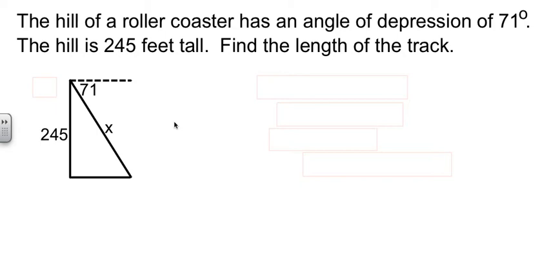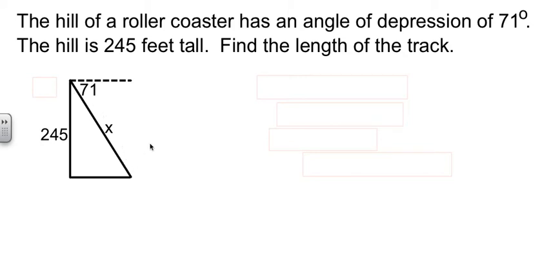We've got a roller coaster. And this roller coaster has the big hill with an angle of depression of 71 degrees. Now the hill is 245 feet tall. I want to know the length of the track. My angle of depression, 71 degrees. Notice again, I'm measuring off a horizontal. Okay. The height of the hill is 245 feet. We're looking for the length of the track. The track runs on the hillside, so the track is this line.